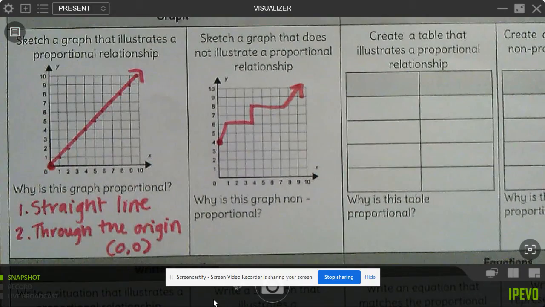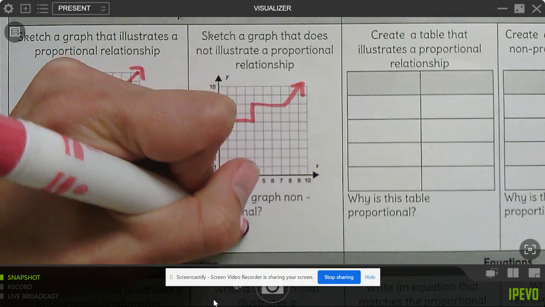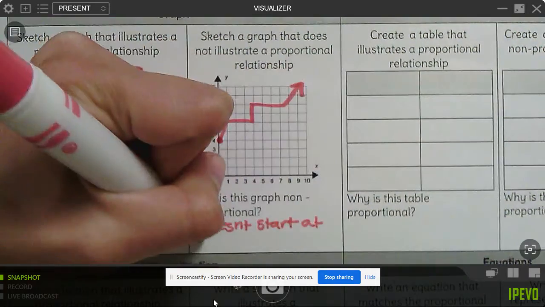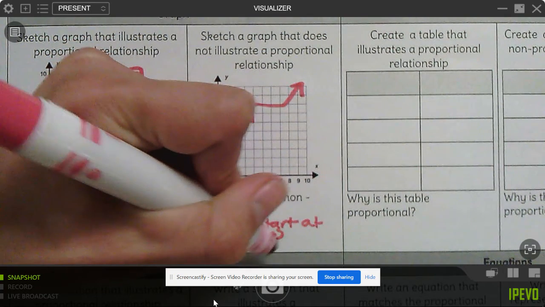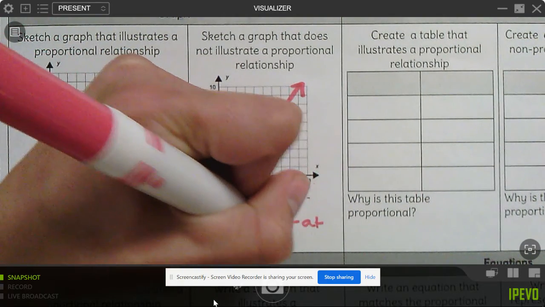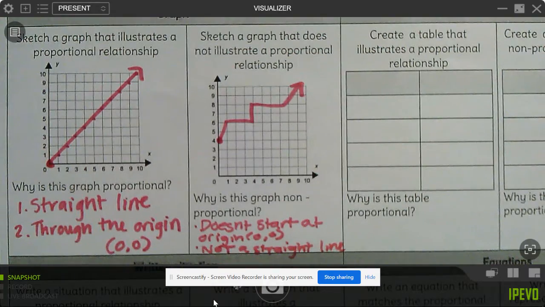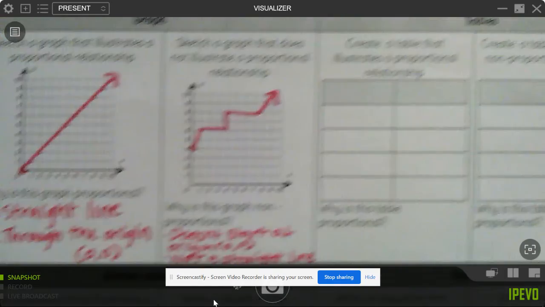Okay. Why is it non-proportional? It doesn't start at the origin, which is 0, 0. Also, it's not a straight line. Okay. So that is how you would solve problems asking about whether or not a graph is proportional. All right, next for tables.